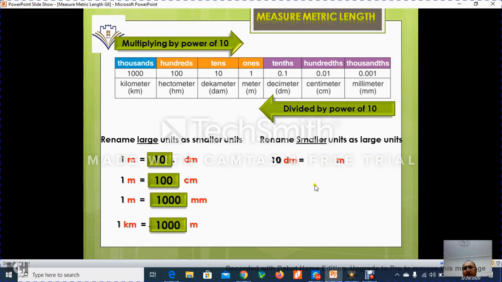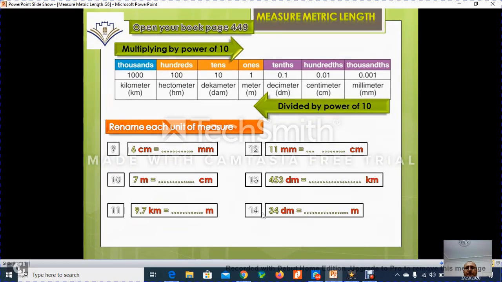Look at the second. Rename a smaller unit as a larger unit. Decimeter and meter. Is decimeter larger or smaller than meter? Smaller. Where is decimeter here? And there is centimeter here. From decimeter to meter, from smaller unit to larger unit, divide by 10. Then 10 divided by 10 equals 1.